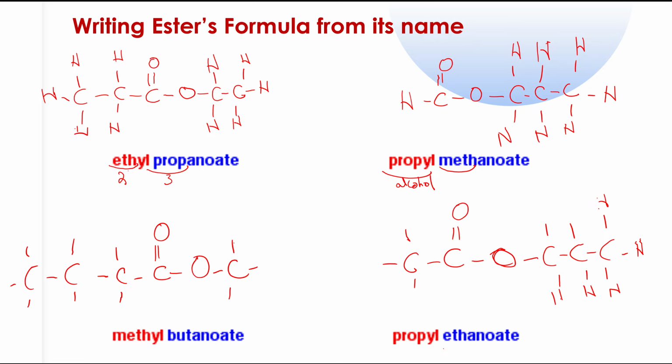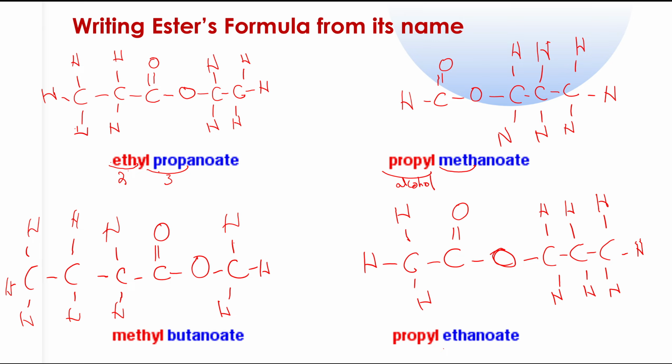Now I want you to think something. If I wanted to reverse the process, or not reverse, but ask you to deduce what are the compounds used in order to make this ester, or what is the name of the acid and the alcohol used to make this ester? You'll do the same thing. Ethyl is the alcohol, so the alcohol used here will be what? Ethanol.